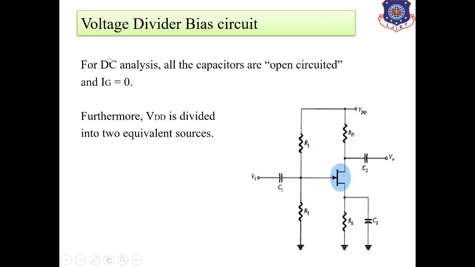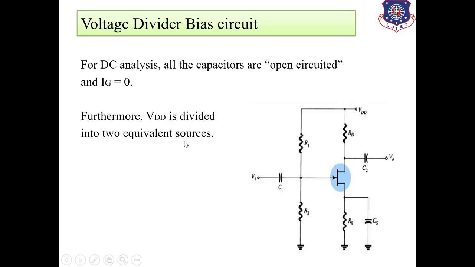Now this is the third type of biasing circuit, that is the voltage divider biasing circuit. This is the main circuit of voltage divider biasing. The gate voltage VG is divided into two resistances. RG is divided into two resistances. Using the voltage divider rule, you can do the analysis of the input DC circuit. Okay.